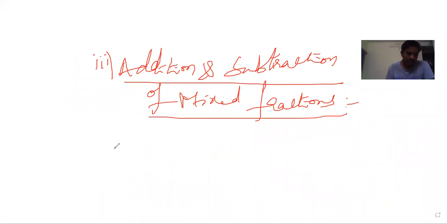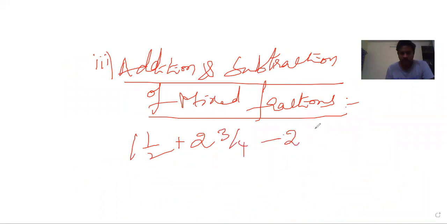Now here we see 1 1/2 plus 2 3/4 minus 2 1/4 equal to. First here, half plus 3/4 gives 1 and 1/4. In that 1 and 1/4 we subtract 1/4, we get 1. Now 1 plus 1 is 2, 2 plus 2 is 4, 4 plus 4, minus 2, that value is 2.